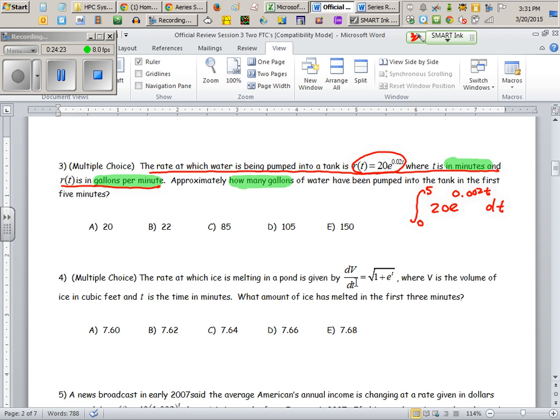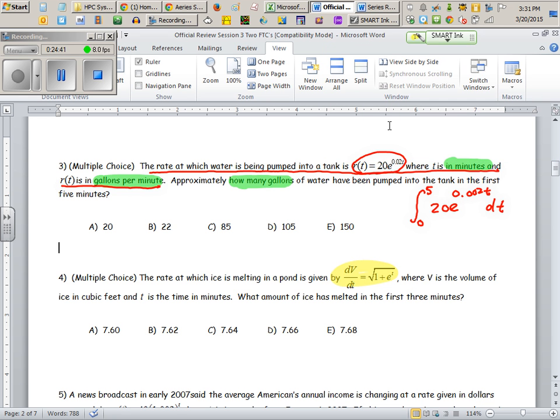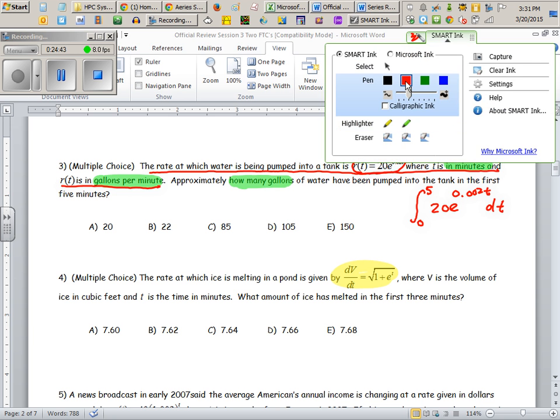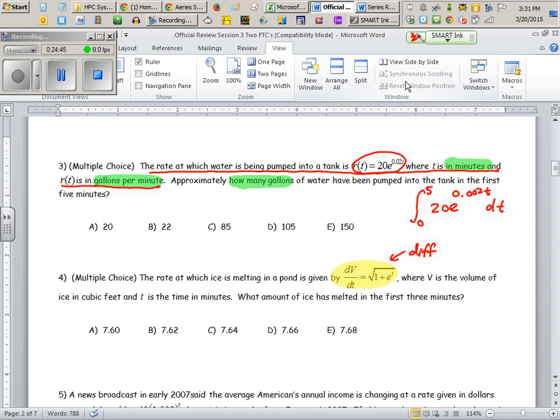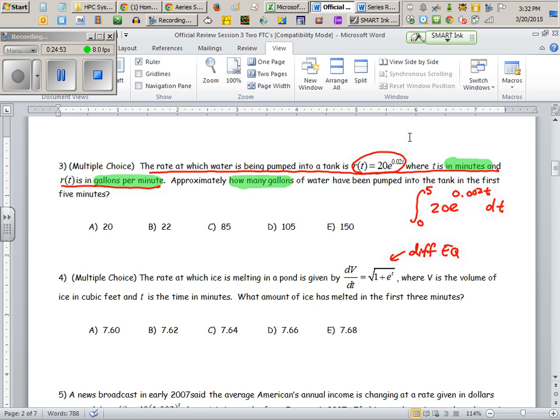The rate at which ice is melting in a pond is given by this, where V is the volume in cubic feet, T is the time in minutes. What amount of ice has melted in the first 3 minutes? So this is what we call a differential equation, a diff EQ. We do different things with differential equations, but the easiest thing we do is just integrate both sides. And that's exactly what we'll be doing on this problem.